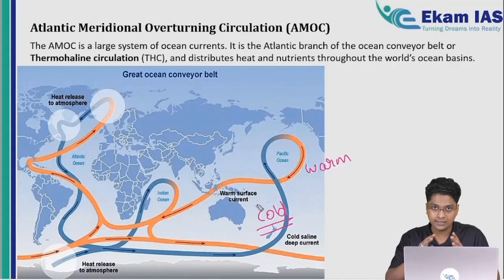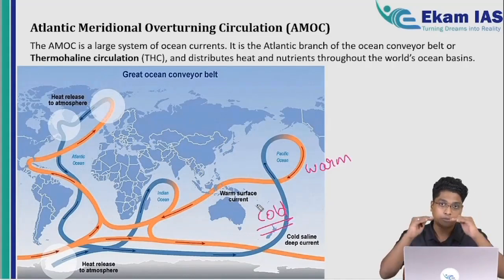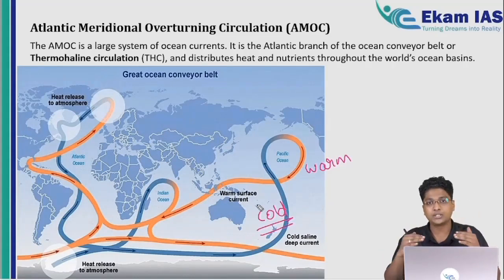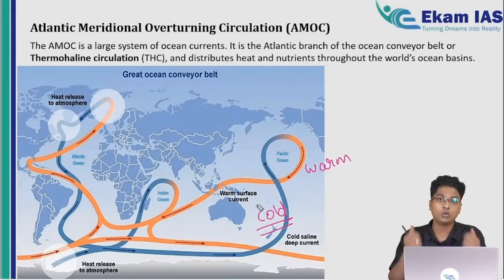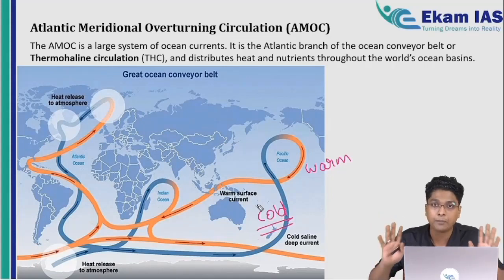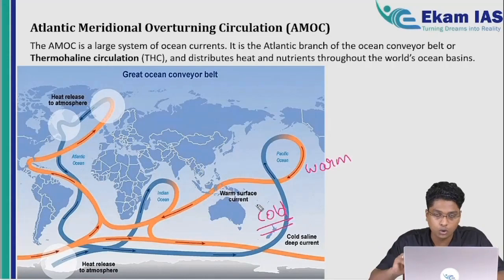So what it does is transport heat from the equatorial or tropical regions towards the polar regions, and then it mixes up the water. Now this movement is very essential for the climate, and very essential for the nutrient supply for these phytoplankton as well. So it has a huge impact on the global climate.